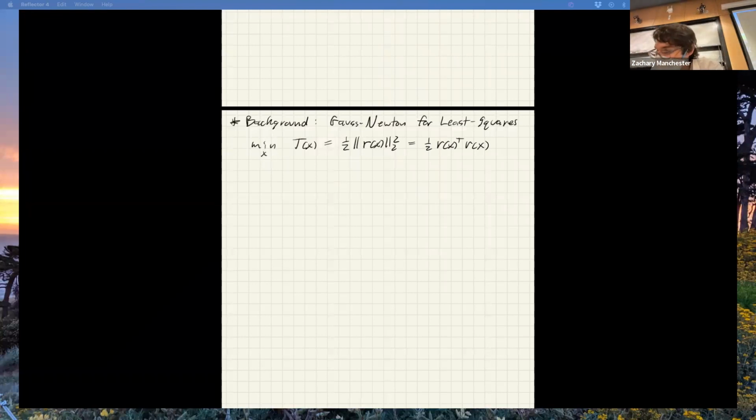So if I write down the derivatives of this thing, I'm going to get, say, partial J, partial x, the gradient. If I just differentiate through the definition of this least squares objective, it's going to be r of x transpose partial r, partial x, right? If I take the Hessian now, d squared J dx squared, if I differentiate that line above, I get the product rule thing.